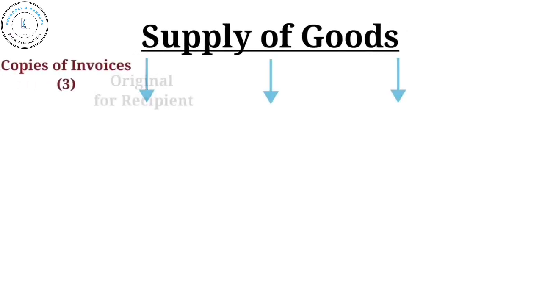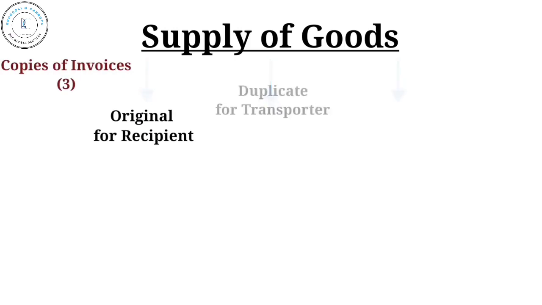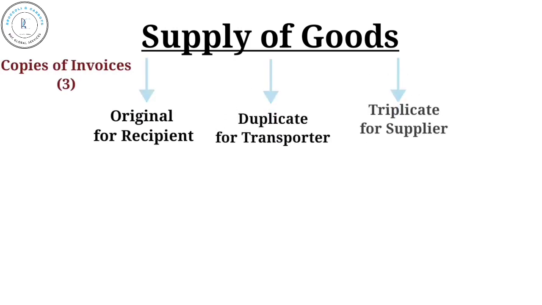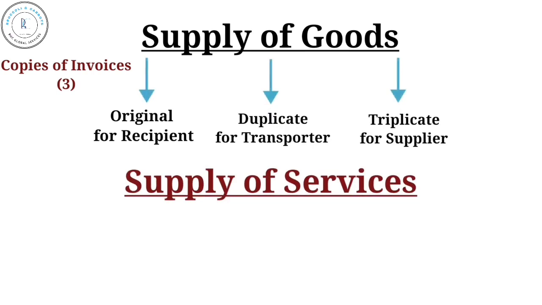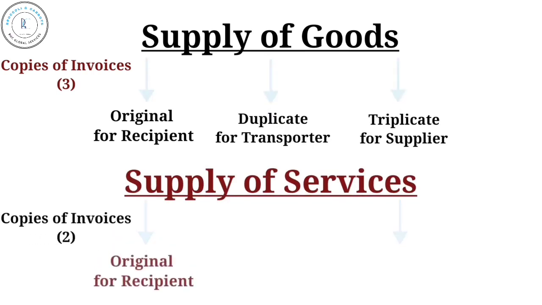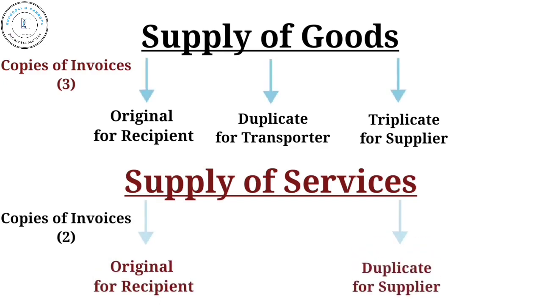For supply of goods, 3 copies of invoices have to be issued. That is, the original for recipient, duplicate for transporter, and triplicate for supplier. For supply of services, 2 copies of invoices have to be issued. That is, original for recipient, and duplicate for supplier.